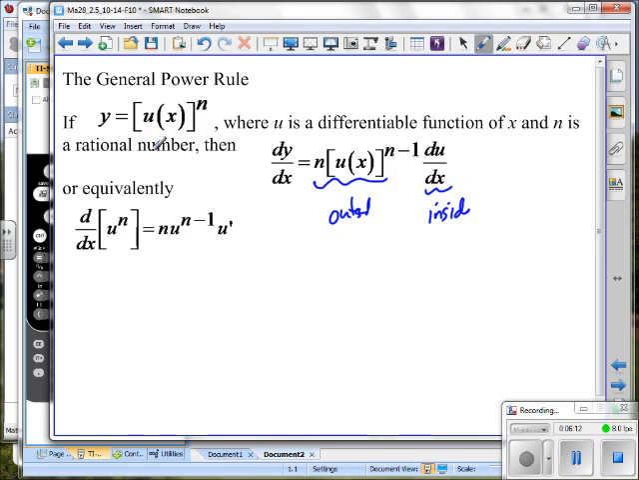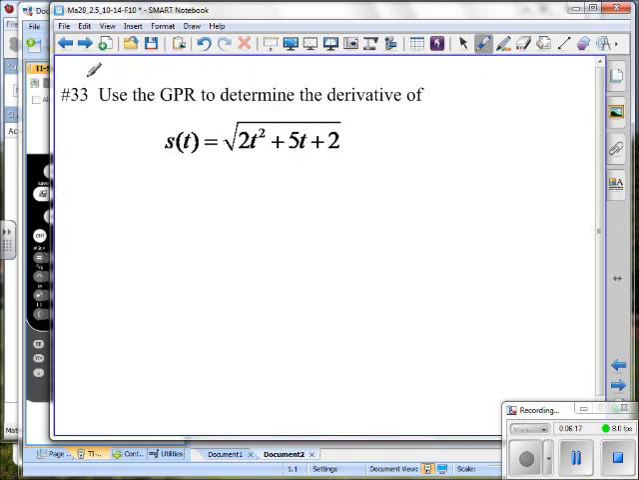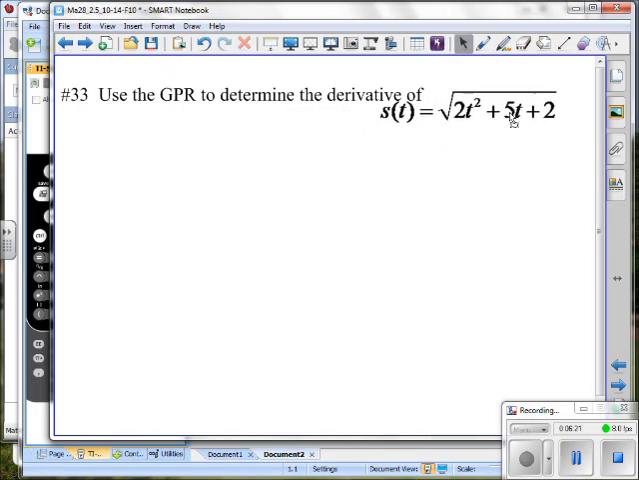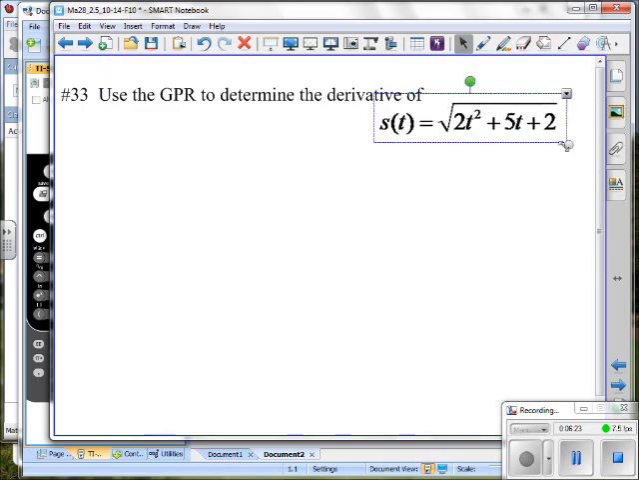Well, let's just practice. Have some fun practicing here. This one said use the general power rule. Well, okay, whatever.